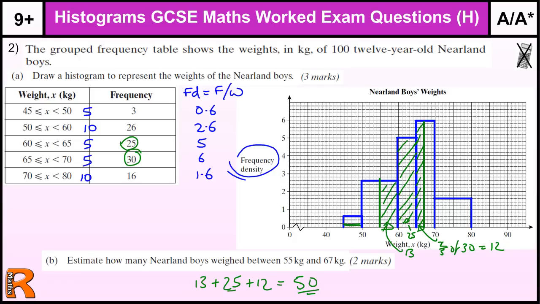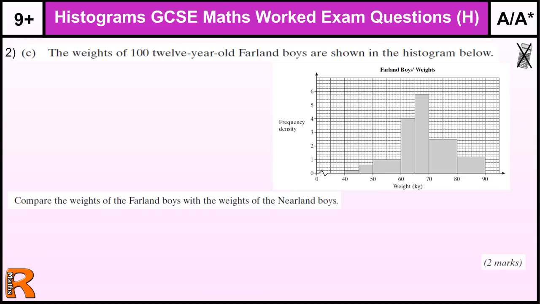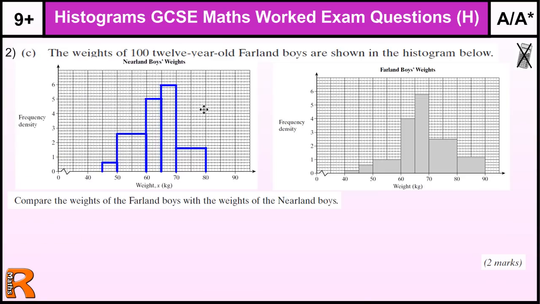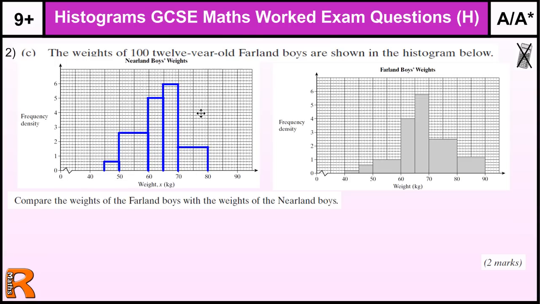Okay, the next part of this question, again another comparison part. Let's bring in the graph from the previous question. It looks a little bit like that. And we've got to compare the boys from Nearland and the boys from Farland. If you remember from the first question, when you're comparing 2 sets of data, we need to look at the average and the spread. So the range is the easiest one to use, from a histogram.